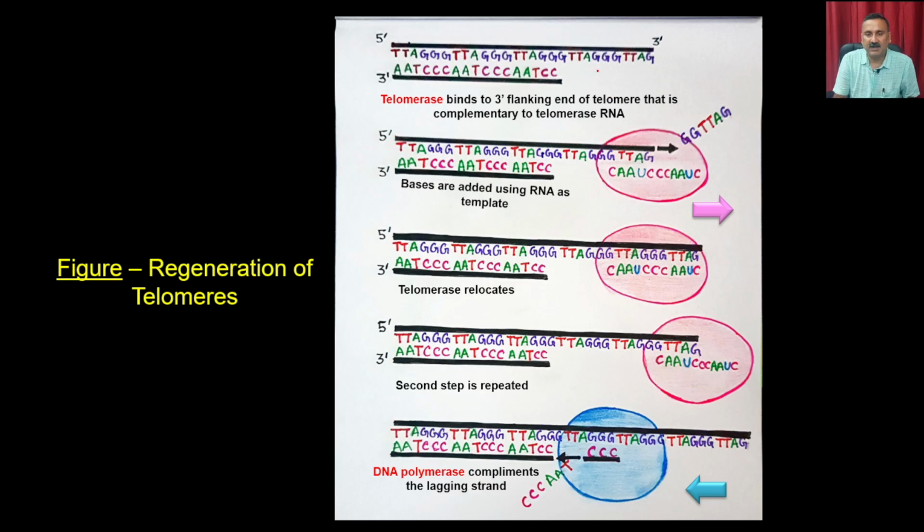So, for example, once you have this kind of situation where this portion needs to be synthesized, telomerase is going to bind to the 3' end of the telomere that is complementary to the telomeric RNA, and that is how it is going to extend. So, bases are added using RNA as a template. It has this particular type of RNA already present inside the telomerase, and it is going to synthesize this sequence. You remember this has a U, so instead of U you are going to have the A, and that is how it keeps synthesizing this. DNA polymerase will then bind the complementary DNA lagging strand and synthesize this strand, and that is how you have the completion of the synthesis of the telomeres.